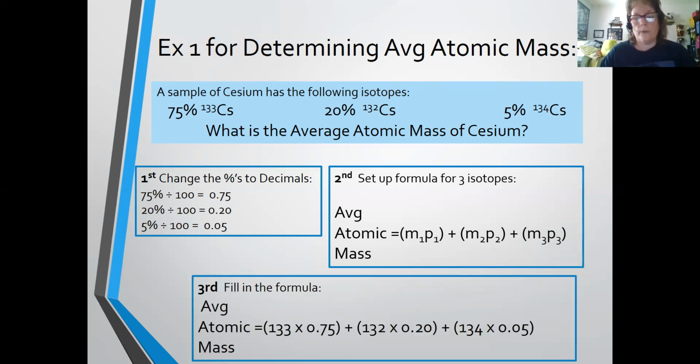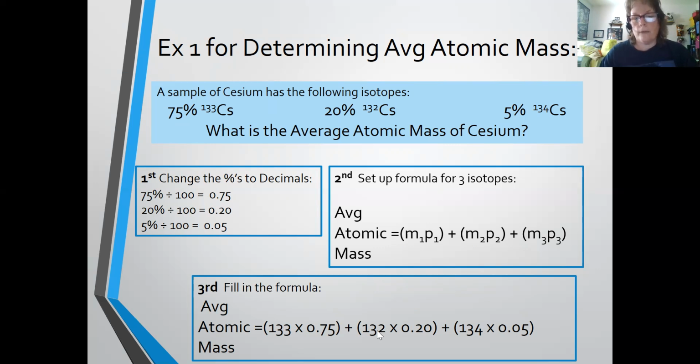Got to fill in the formula. So remember, the M stands for the mass. So here we have 133 from cesium-133. So you put that there for the first one. And what percentage did it show up? 75%. We said in a decimal that's 0.75. So that's where you get the 0.75 from.